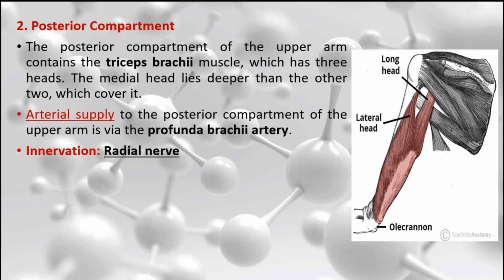Function: extension of the arm at the elbow. Innervation: radial nerve. A tap on the triceps tendon tests spinal segment C7. Note: in some individuals, the long head of the triceps brachii is innervated by the axillary nerve.